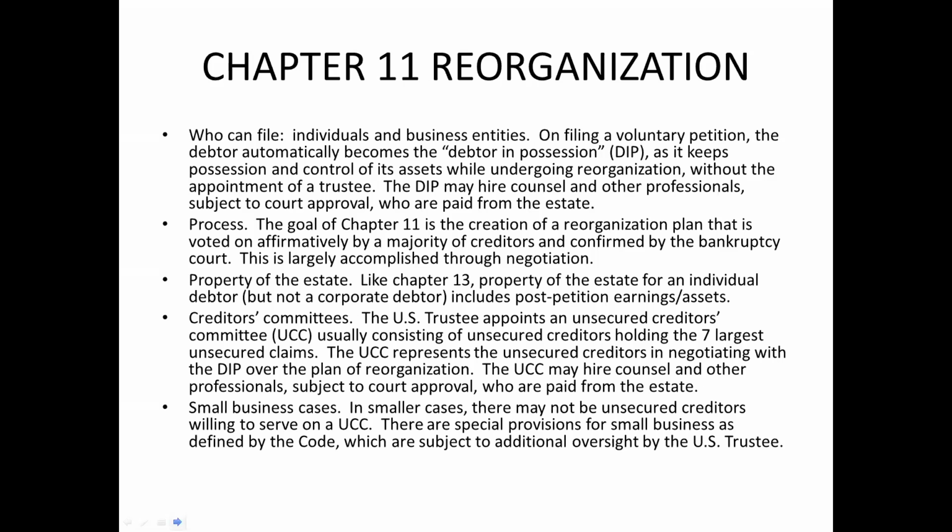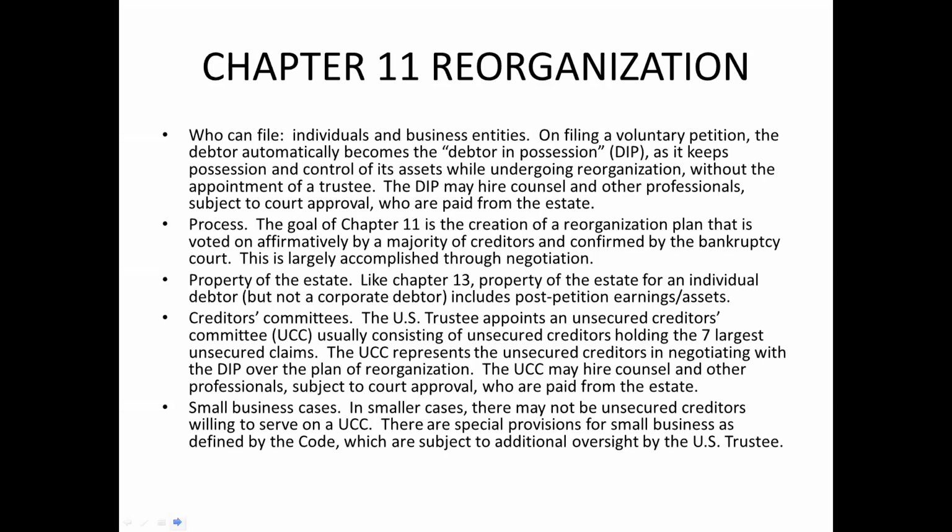And individuals and business entities can both file. But when you file, you're not a debtor, you're a debtor in possession, and that term is there to show that they're keeping possession and control of their assets. So unlike the other chapters, initially there is no trustee, and there won't be unless there is misconduct or just incompetence shown by the debtor in possession. So when a company files bankruptcy, its management continues in control.